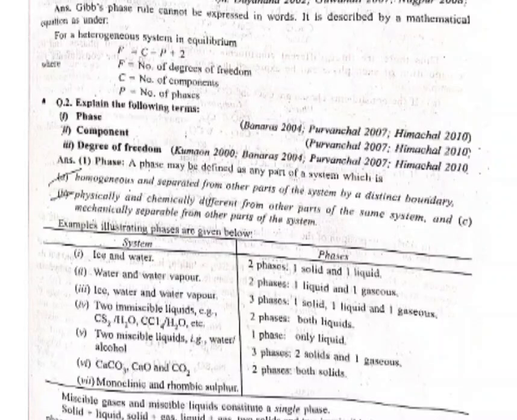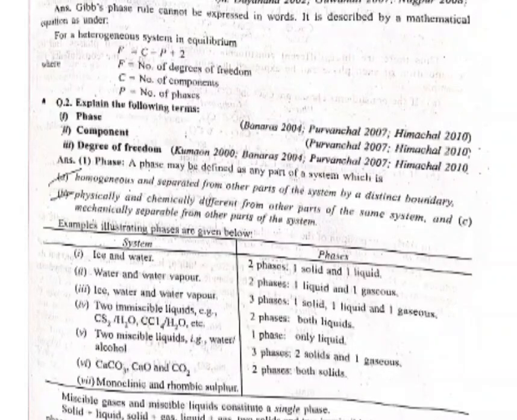A phase may be defined as the part of a system which is homogeneous and separated from other parts of the system by distinct boundaries, physically and chemically different from the other parts of the same system, and mechanically separable from other parts of the system. Some examples are given below: ice and water, which has two phases, one solid and one liquid; water and water vapor, two phases, one liquid and one gaseous; ice, water and water vapor, three phases, one solid, one liquid and one gas.